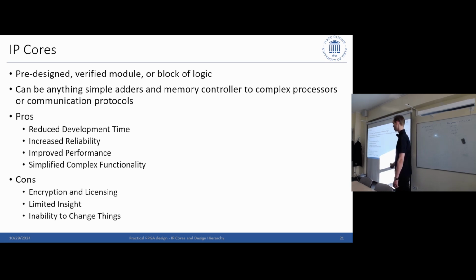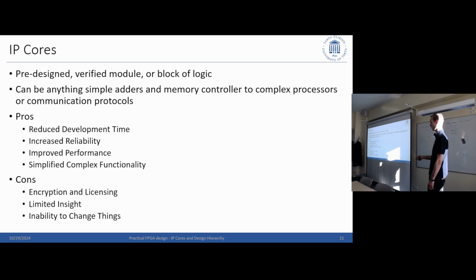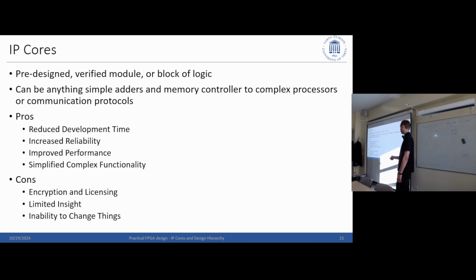The pros: of course, wherever you can get something from outside, it's going to reduce your development time, assuming it works, but that's standard. It also increases reliability. It definitely can improve your performance, depending on what kind of IP core you use, if it is a soft or hard IP core, which we're going to come to, and it simplifies complex functionality. So you do not have to think anymore about every algorithm, and you do not have to implement your own processor if you need one. There's always going to be an IP core for complex functionalities.